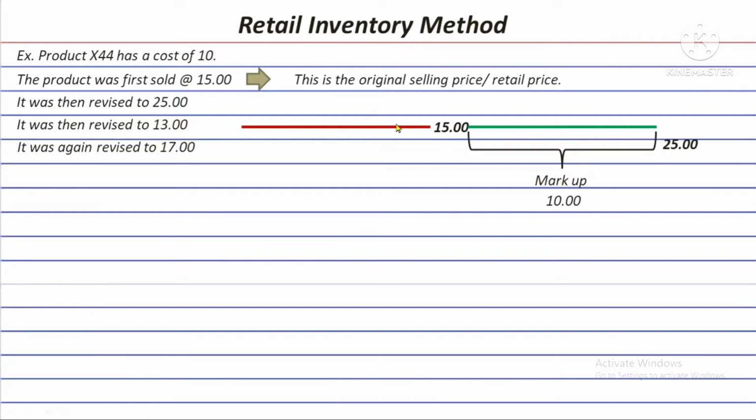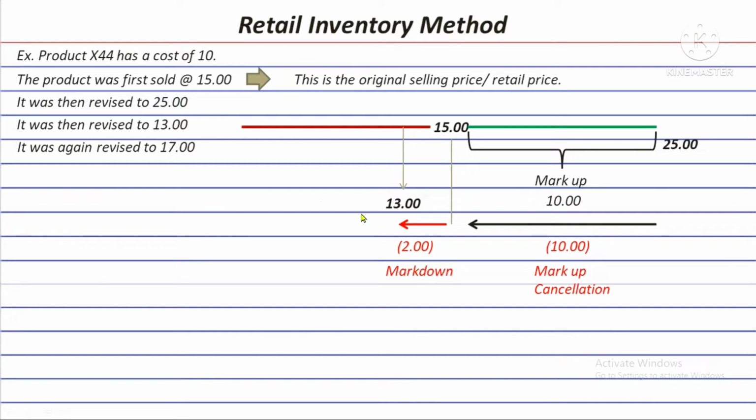Now, let's move forward. According to the illustration again, the price was revised again to 13. So there is a decrease of 12, which is 25 minus 13. But the twist is, you cannot declare the whole 12 as a markdown immediately. Why? Because you still need to cancel this previous markup of 10. So, on the decrease of 12, 10 is what we call markup cancellation. Okay? And the remaining decrease of 2 is the markdown. I hope you can still follow.